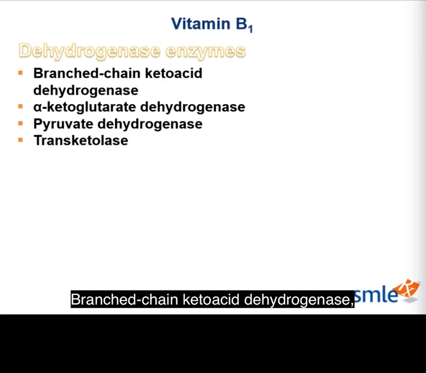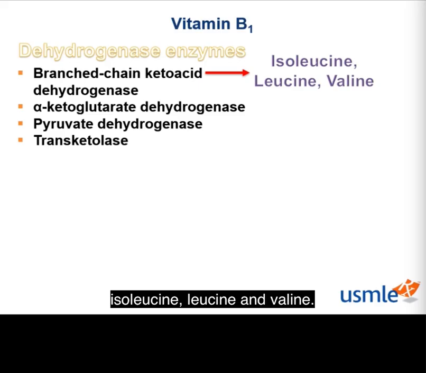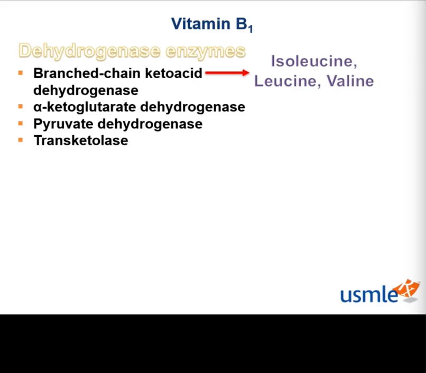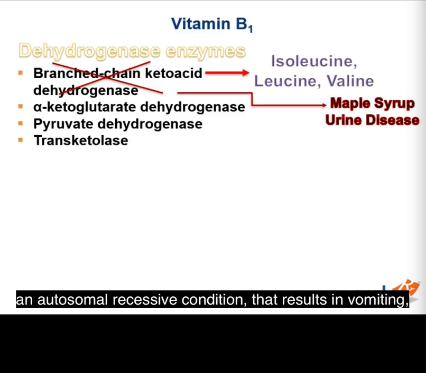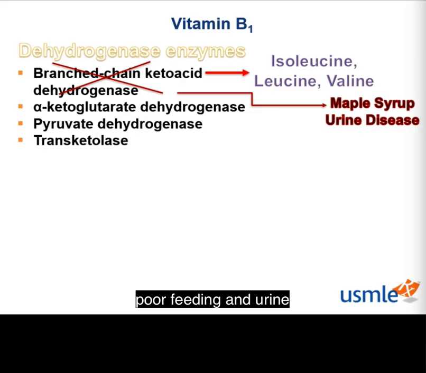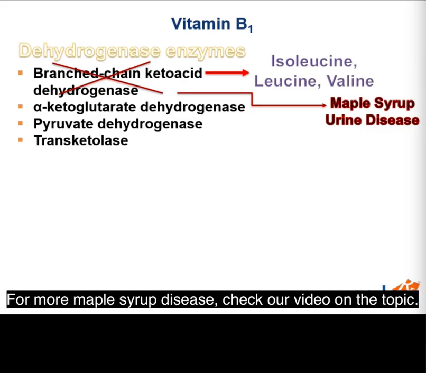Branched-chain ketoacid dehydrogenase is needed to degrade branched amino acids such as isoleucine, leucine, and valine. A deficiency in this enzyme causes maple syrup urine disease, an autosomal recessive condition that results in vomiting, poor feeding, and urine that smells like maple syrup or burnt sugar. For more on maple syrup urine disease, check our video on the topic.